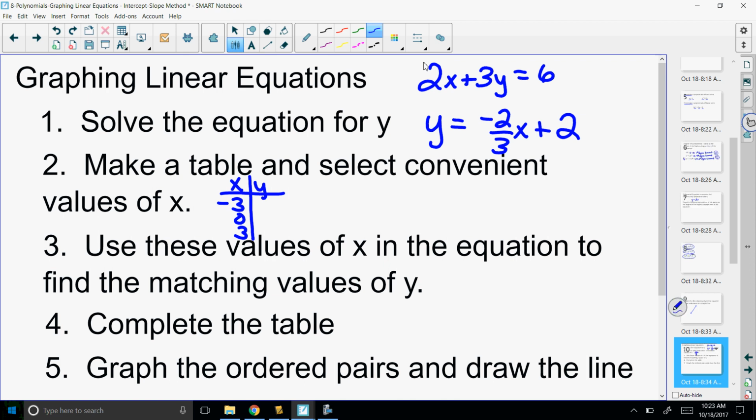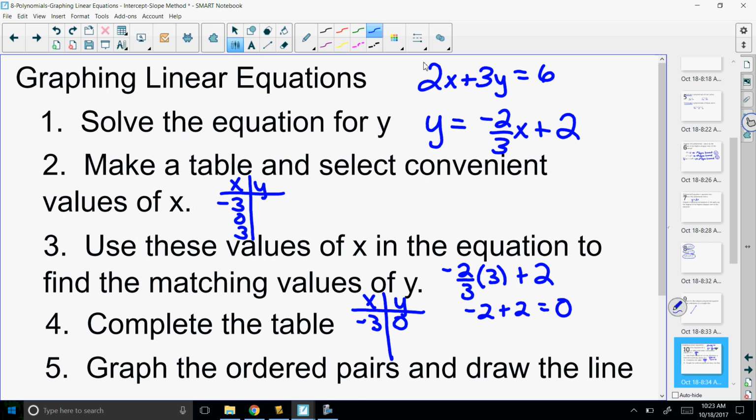But after you do that, they say use these values of x in the equation to find the matching value of y. So I would take this negative 3 and put it into the equation. So I'd say, negative 2/3 times my x value of negative 3, plus 2. And then I would solve and find the value. So negative 2/3 times negative 3 is 2, and 2 minus... well, I get 0. So I would come to my table. The next part, number 4, says complete the table. So in my table of xy values, if I pick this negative 3, I end up with a y value of 0. So I would do that for all points that I find as convenient points to pick.